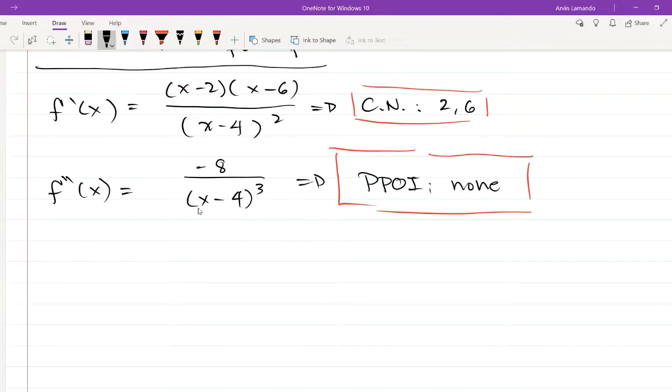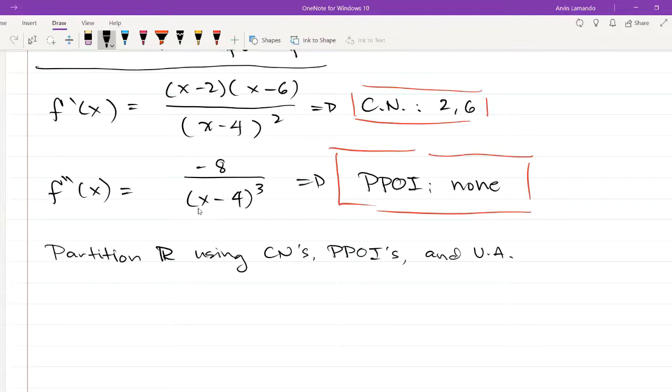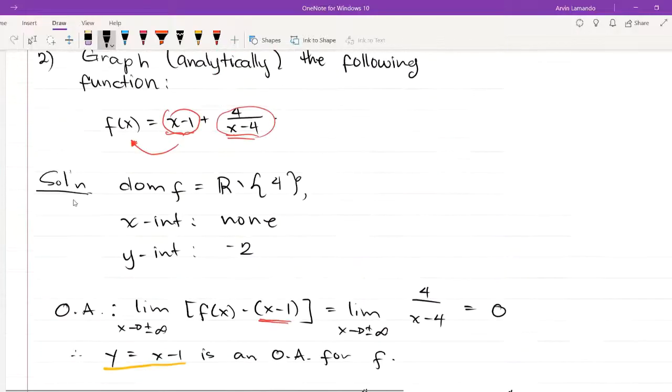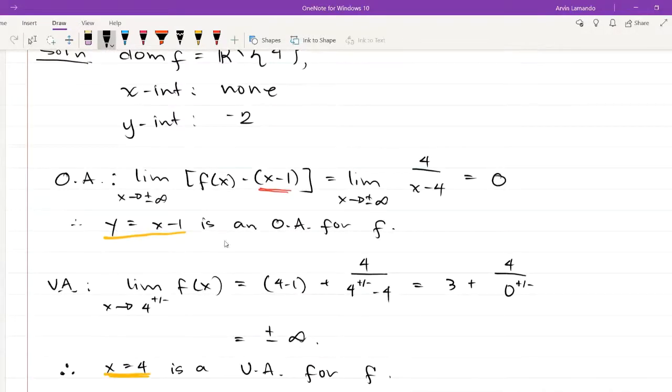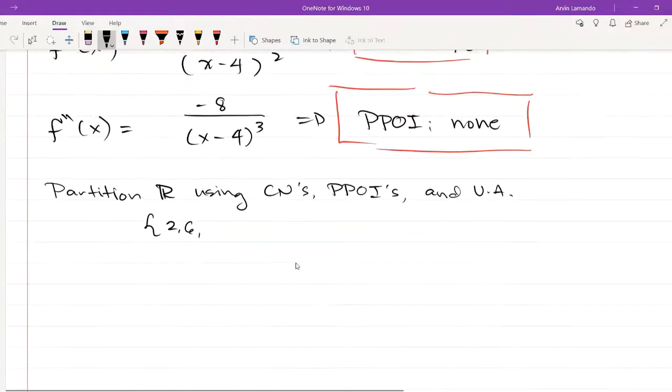Let us construct the table of signs for this function. Partition the real number line R using the critical numbers, the possible points of inflection, and the vertical asymptote. So the critical numbers are 2 and 6, and the vertical asymptote is given by x equals 4.